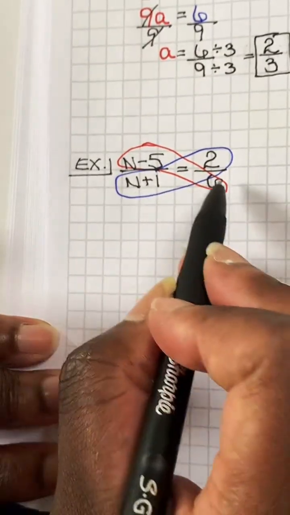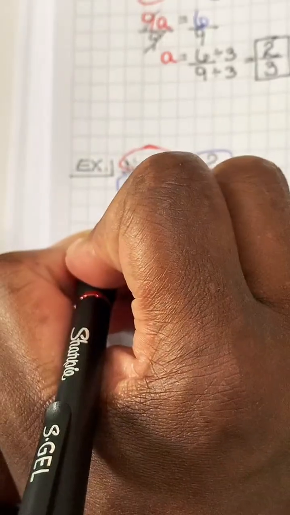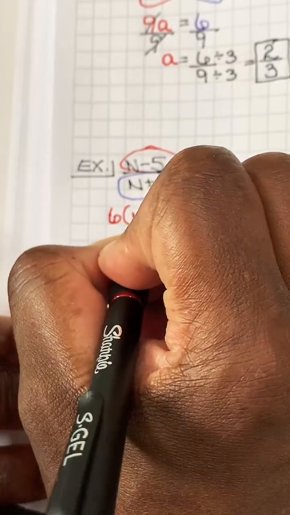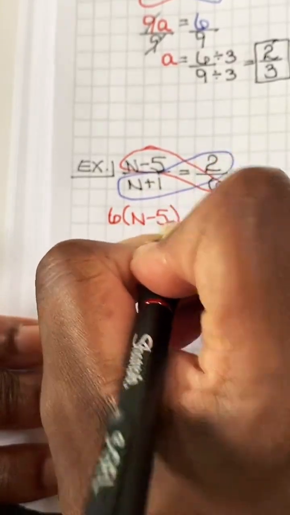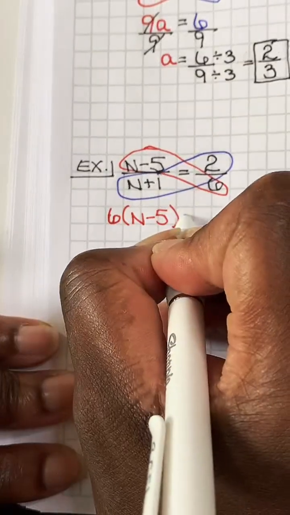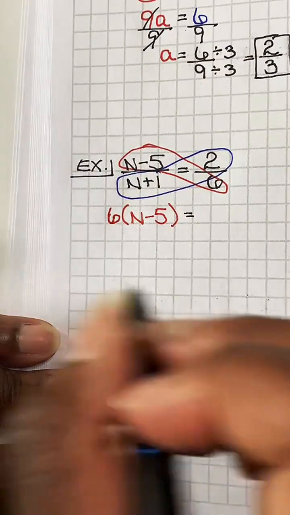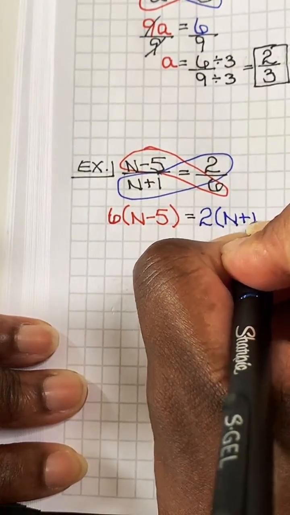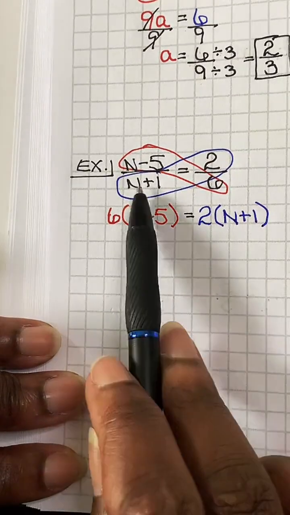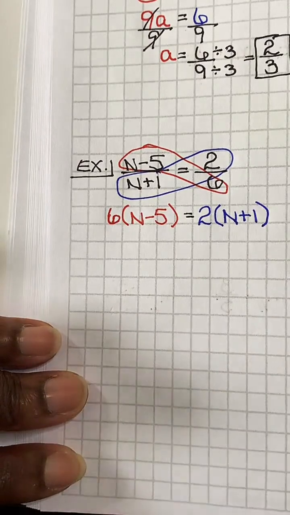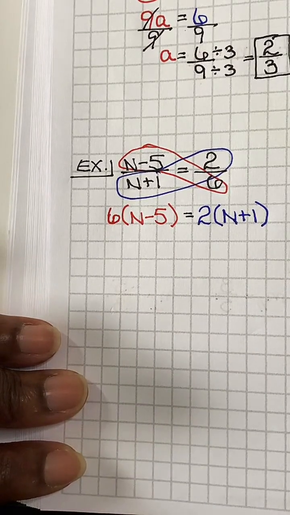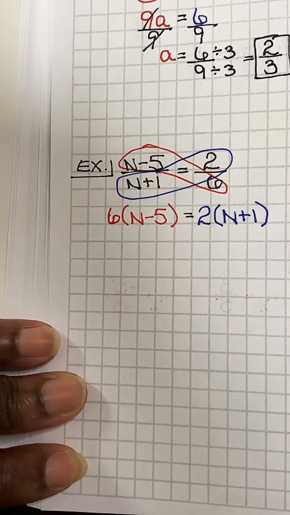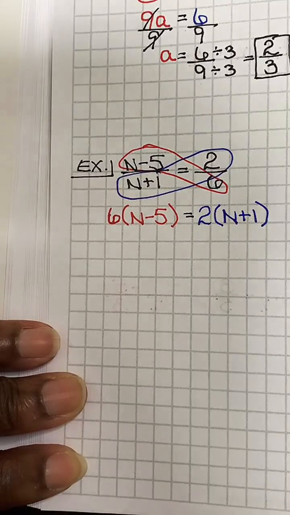So I'm multiplying my 6 to the n plus 5. It doesn't matter which way you start, just start. So that's n minus 5. Then we have our equals. Then we have our 2 times n plus 1. It's easier to put the binomial inside the parentheses. Make your life easier. I know some people want to be all special with it. You really don't have time. All right.